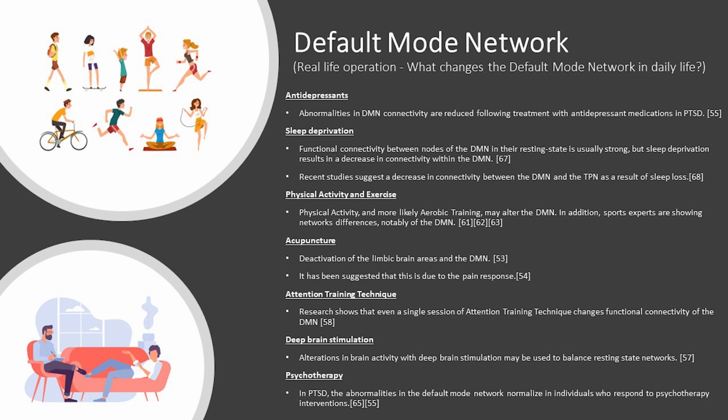So attention training techniques like meditation, it shows that a single session of attention training changes functional connectivity of the DMN, so very similar results to the fMRI studies on meditators. With deep brain stimulation, it was seen that it could be used to balance resting state networks, which is quite an interesting finding.